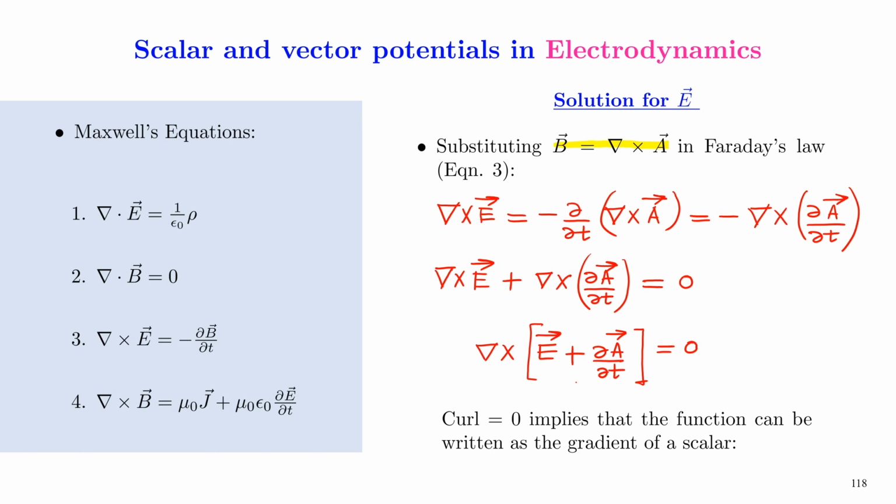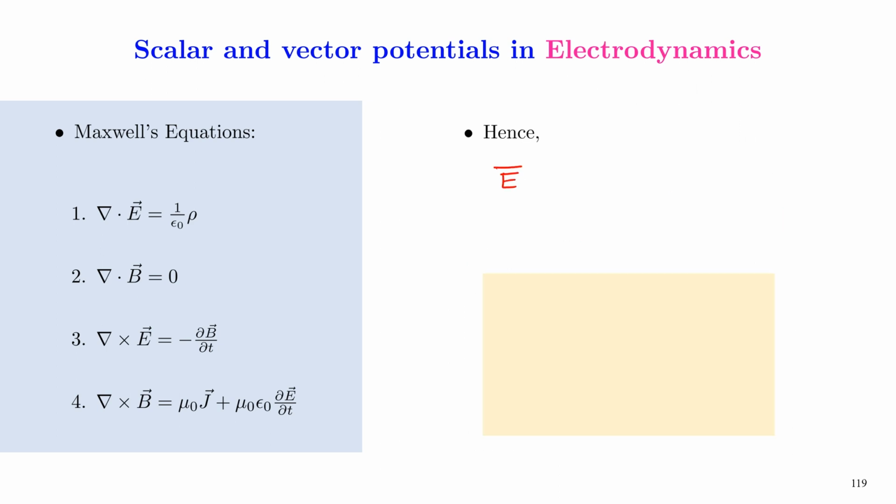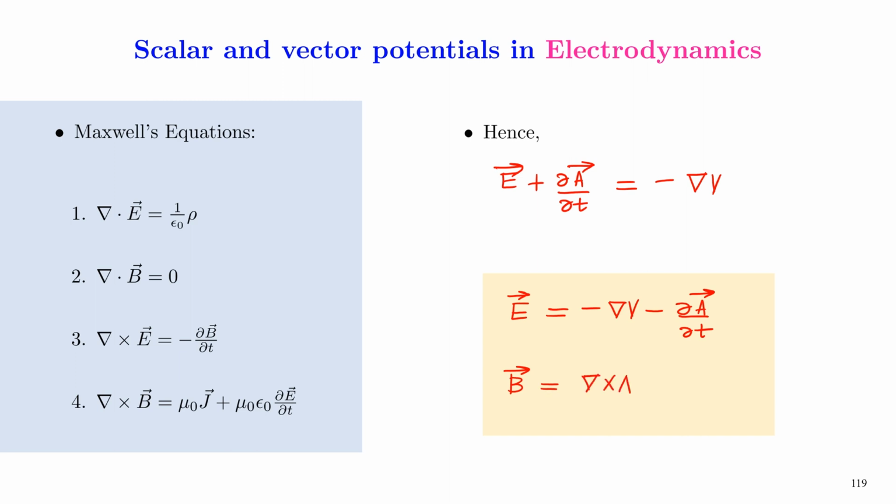Now we have a curl equation whose right hand side is 0. Curl equal to 0 implies that the function can be written as the gradient of a scalar. So we have E plus dou A over dou t equal to negative of del V, and when we rearrange this equation, we get the electric field intensity as equal to negative of del V minus dou A over dou t. The expression for the magnetic field remains the same, which is B equal to del cross A.